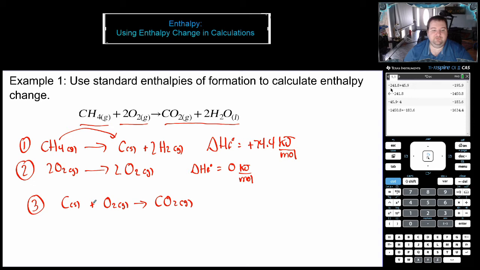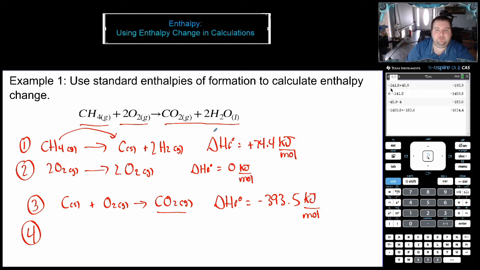Do I have to balance anything? No, it's already balanced. So now I can look back at my table of values for the heat of formation of CO2 gas. And the heat of formation for CO2 gas is negative 393.5 kilojoules per mole. And again, you should have your table of values up so you can see it as well. You will need them when it's your turn.